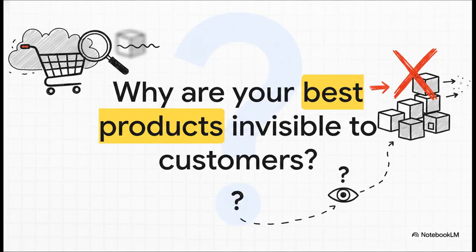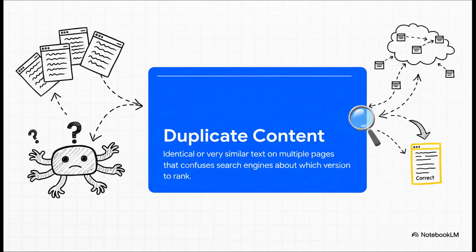So, let's just start with this big question. You've got amazing products. You've put in the work to set up your online store, but for some reason, the sales just aren't hitting the mark. Well, what if I told you that you might be, completely by accident, hiding your own stuff from the very people trying to buy it? The main culprit here is something called duplicate content.